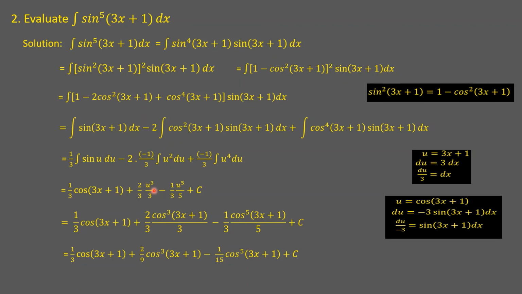But remember, your u here is cosine of 3x plus 1. If we replace u with this expression, then the integral is given by 1/3 cosine of 3x plus 1 plus 2/3 times cosine cubed of 3x plus 1 over 3 minus 1/3 of cosine to the 5th of 3x plus 1 over 5 plus c. Or simply, we have 1/3 cosine of 3x plus 1 plus 2 over 9 cosine cubed of 3x plus 1 minus 1 over 15 cosine to the 5th of 3x plus 1 plus c.